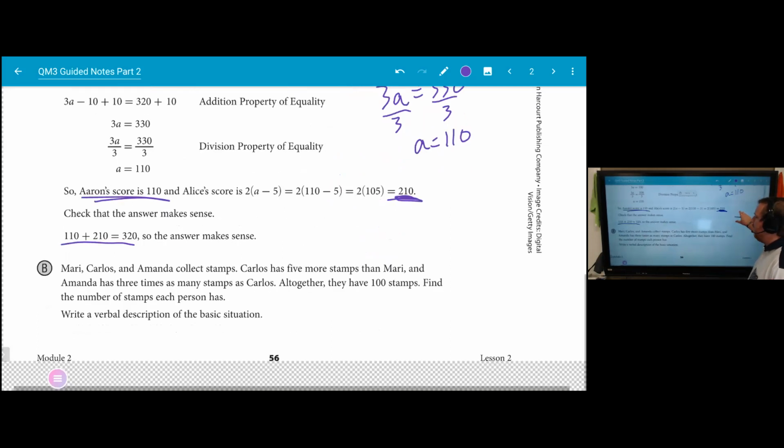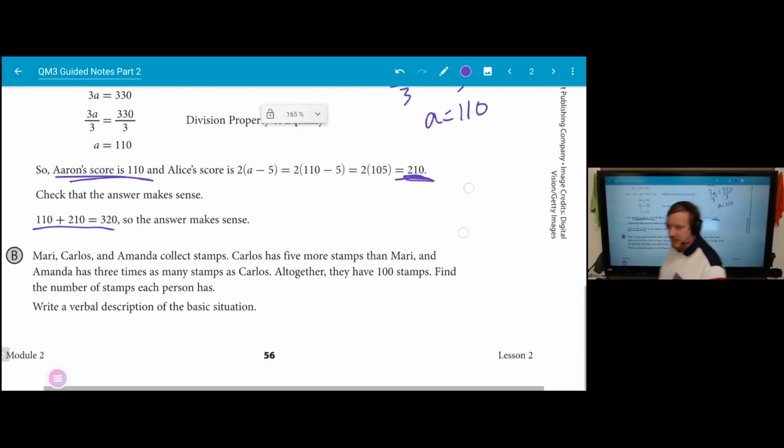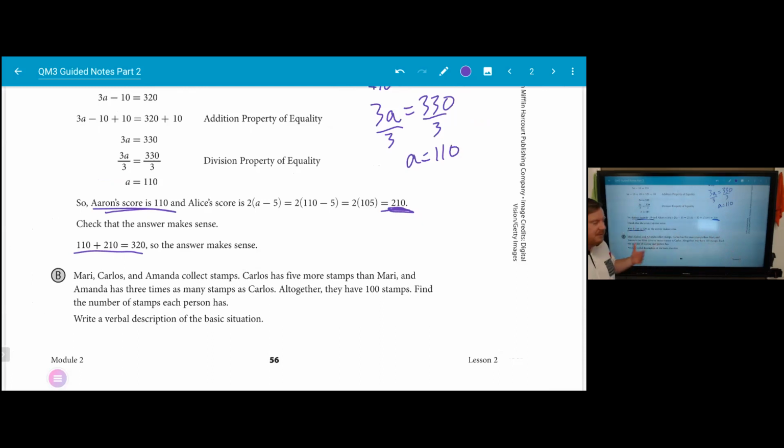All right, here's one that's going to be fun because I've got to flip back and forth to this one, but that's okay. We're going to read it together and then we'll take a look. It says, Mari, Carlos, and Amanda collect stamps. Carlos has 5 more stamps. More. Ooh, if you go back and look at that word, what does that mean? Person in the back. Actually, I'm pointing at a microwave right now, but hey, microwave, you said that's addition. Addition. And Amanda has 3 times. That's going to be multiplication. I'll just put MULT out here.